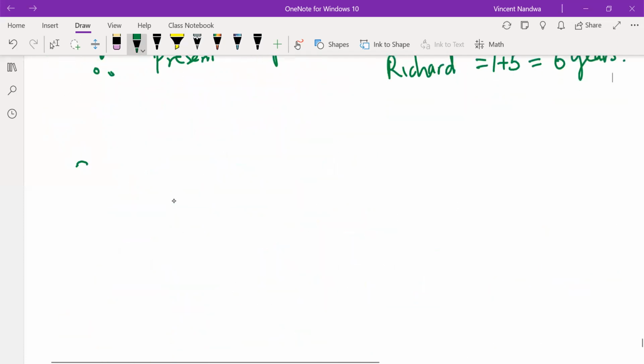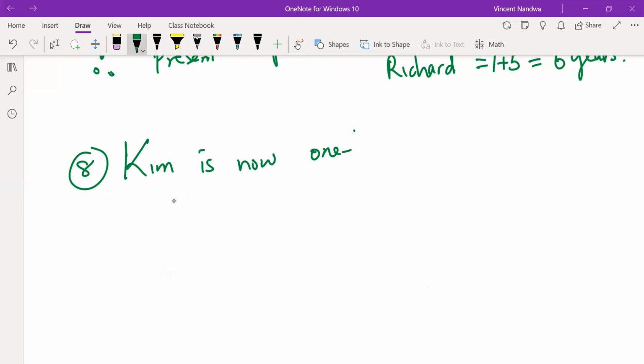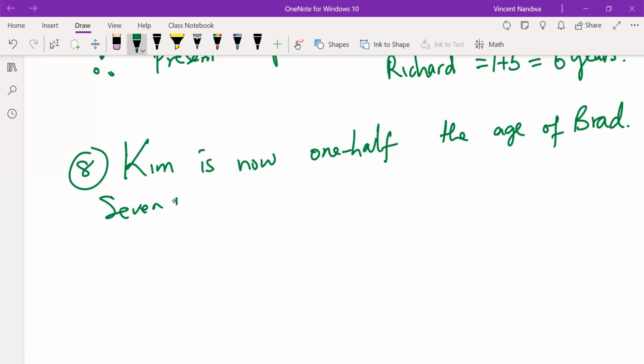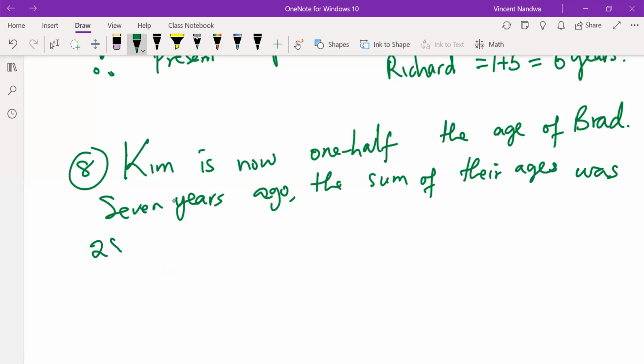And then number 8. Number 8 problem is: Kim is now 1.5 the age of Brad. 7 years ago, the sum of the ages was 28. What are their present ages?